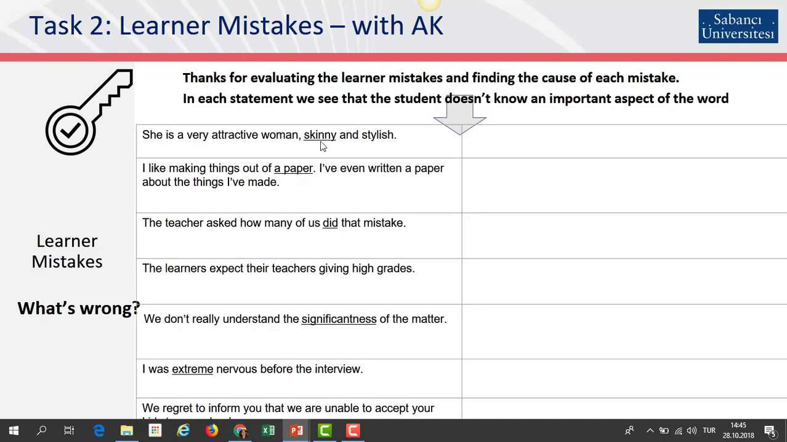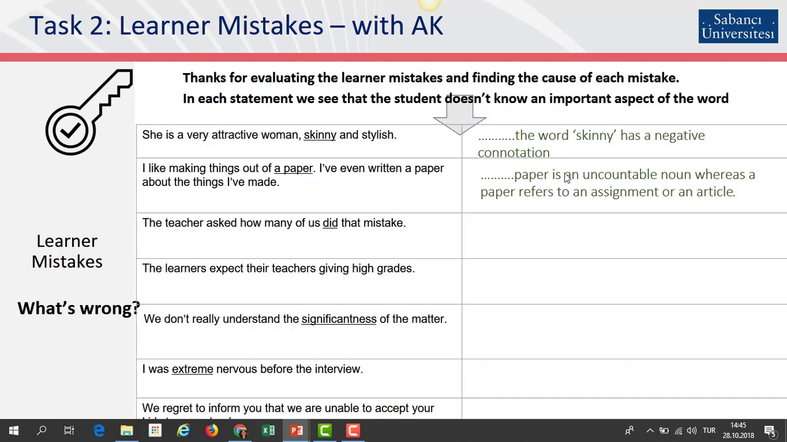As you can see in the first one, the student uses skinny, but actually the student doesn't know that it has a negative connotation. And this is a positive sentence, and it doesn't go together with stylish. The second sentence is, I like making things out of a paper. The student used it as a singular noun. So is it possible? Is it a noun in this case? A paper is an uncountable noun, whereas a paper refers to an assignment. So the student doesn't know the grammar of this, that it is an uncountable noun.